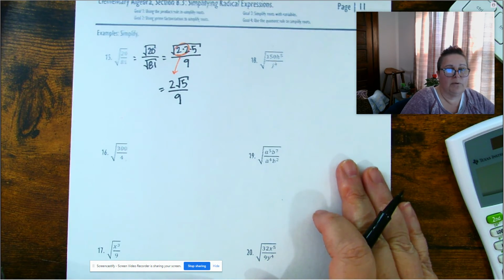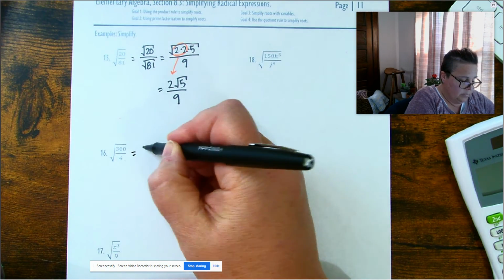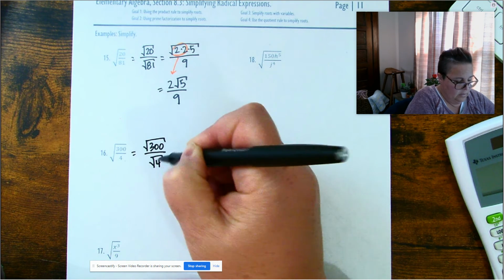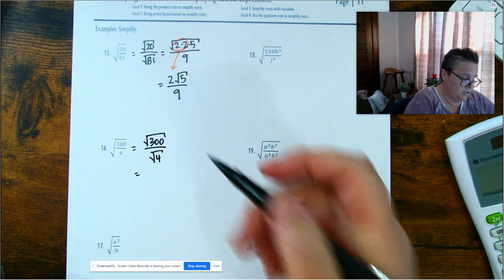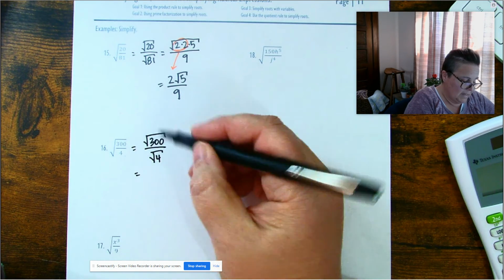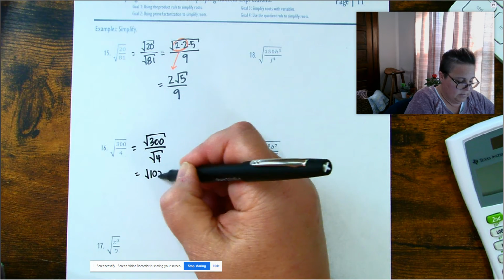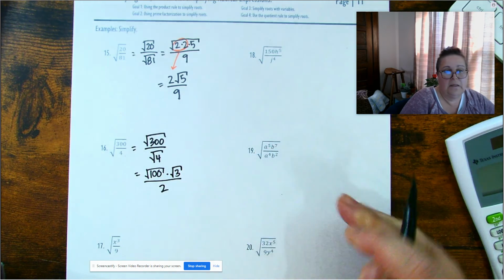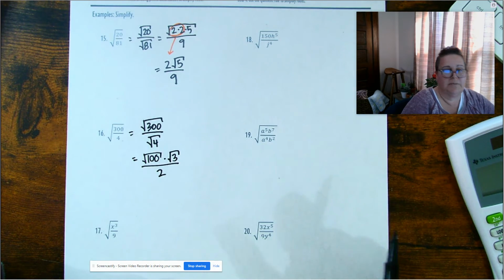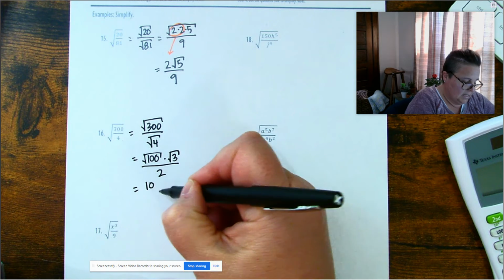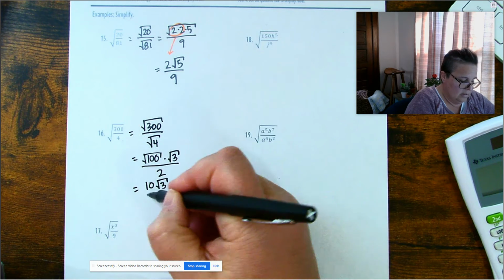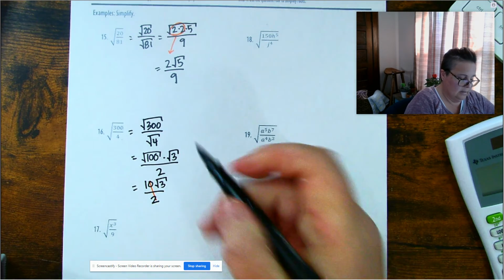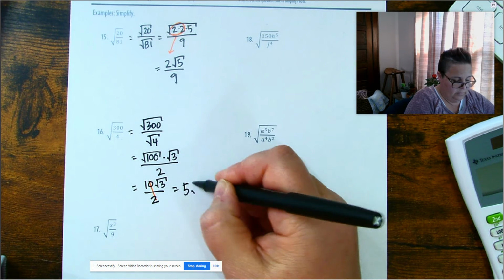The square root of 300 over 4 would be the square root of 300 over the square root of 4. We do know the square root of 4 is 2. The square root of 300, I'm going to do this because it comes to me as the square root of 100 times the square root of 3. That's 10 square roots of 3 over 2. And look, do you see how that cancels? So this is going to be 5 square roots of 3.